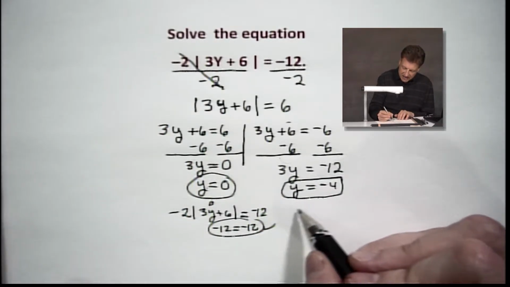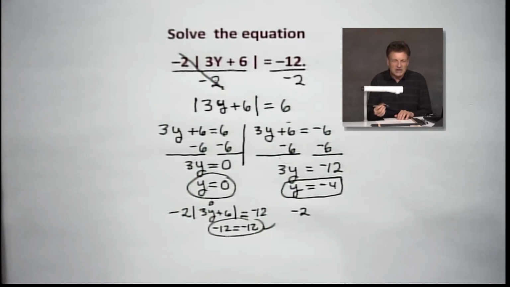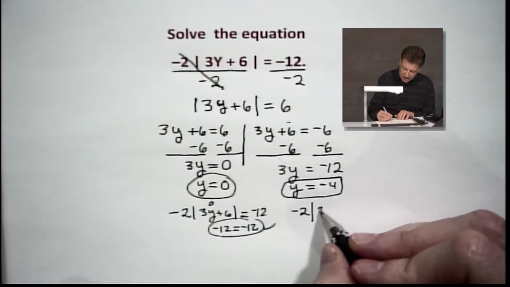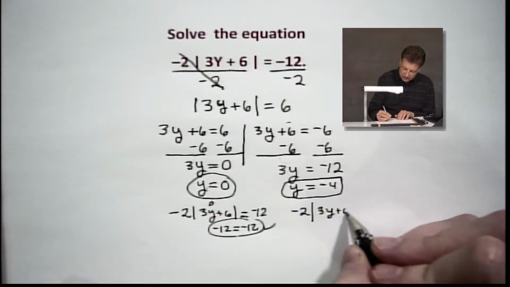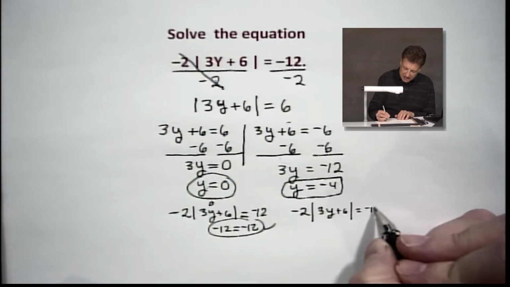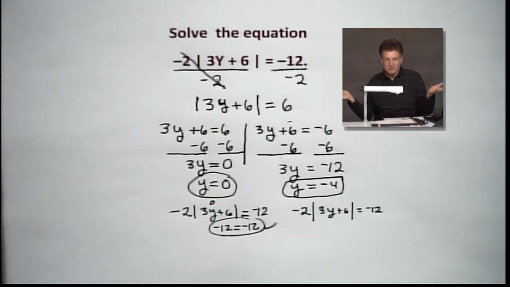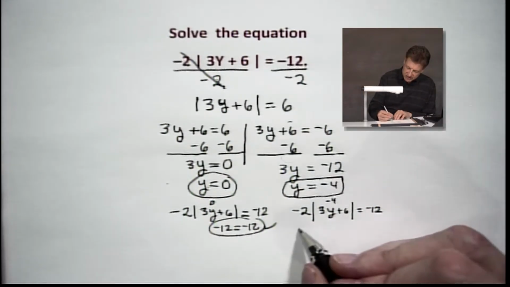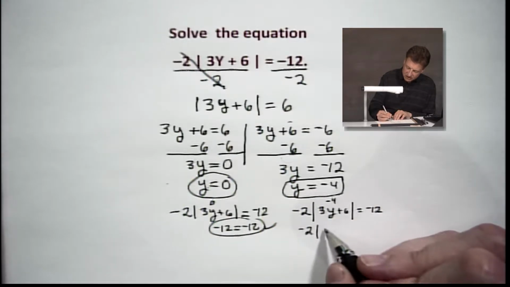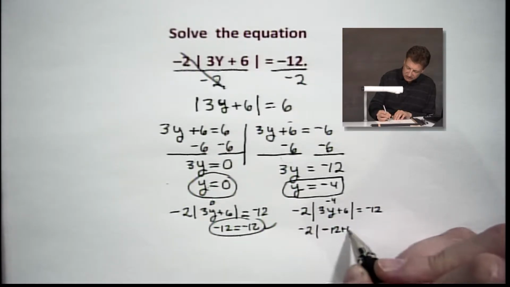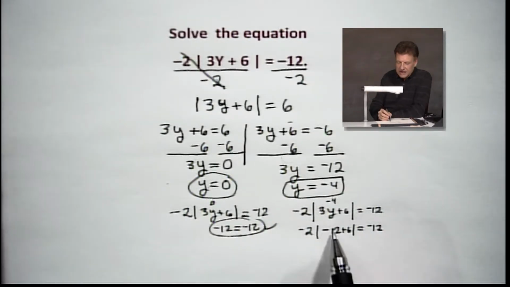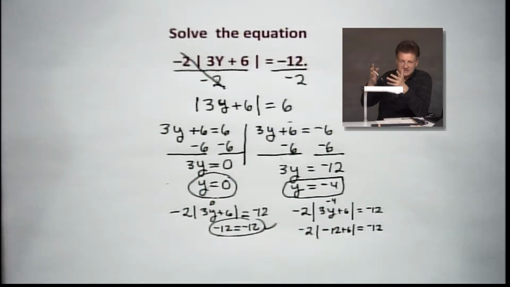Let's test this other one out, because this was always the one people forget about. We've got negative 2 times the absolute value of, again, 3y plus 6, equaling that negative 12 business. I just start with the same problem. And we're going to put the negative 4 in there this time. So we've got negative 2 times the absolute value of negative 12 plus 6. Do we get negative 12? That's the big question. Well, let's go back and figure this one out. What is negative 12 plus 6? It's going to give us a negative 6.